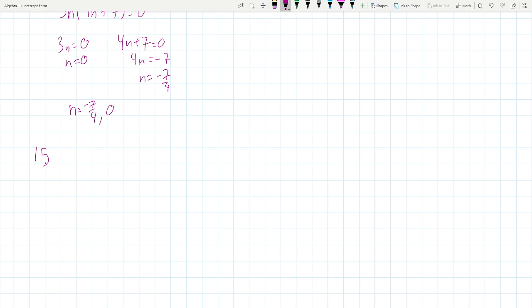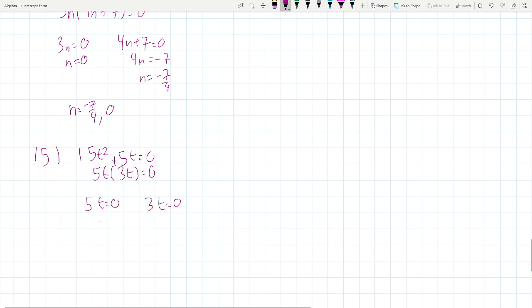Number 15 asks us to describe and correct the error in solving the equation. So this person decided to go 15t squared plus 5t equals 0. They factored out 5t. That left them with 3t. That equals 0. So they said, okay, 5t equals 0, 3t equals 0. So t equals 0, and t equals 0.